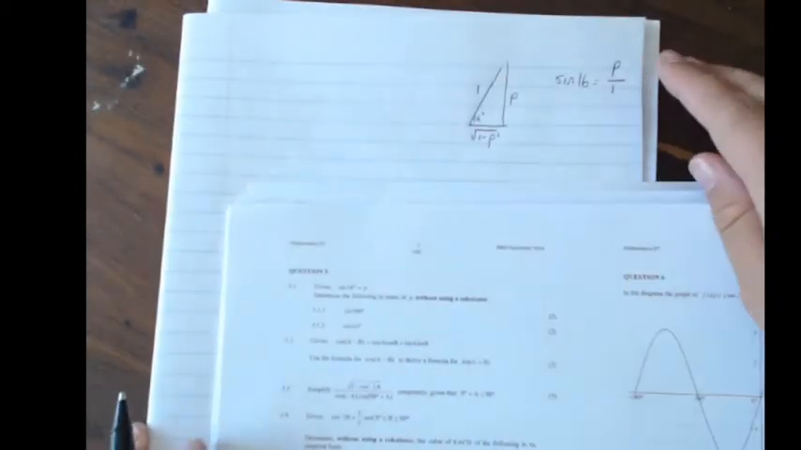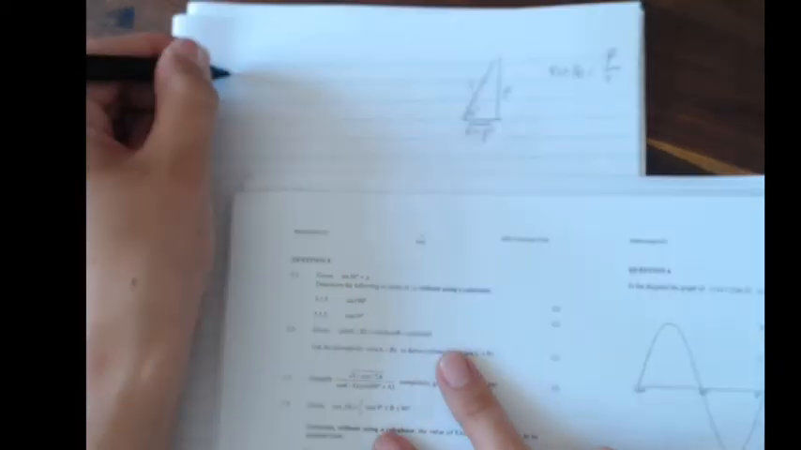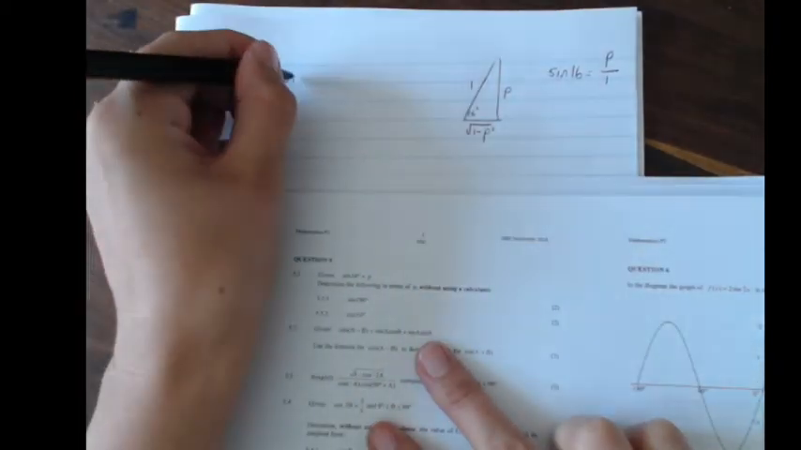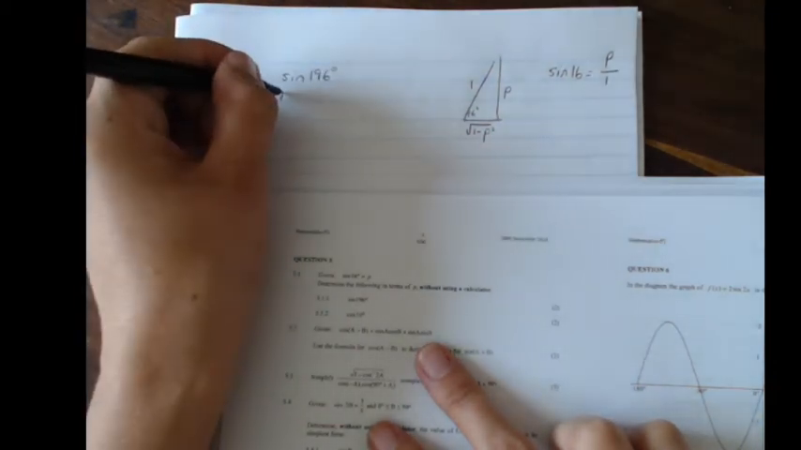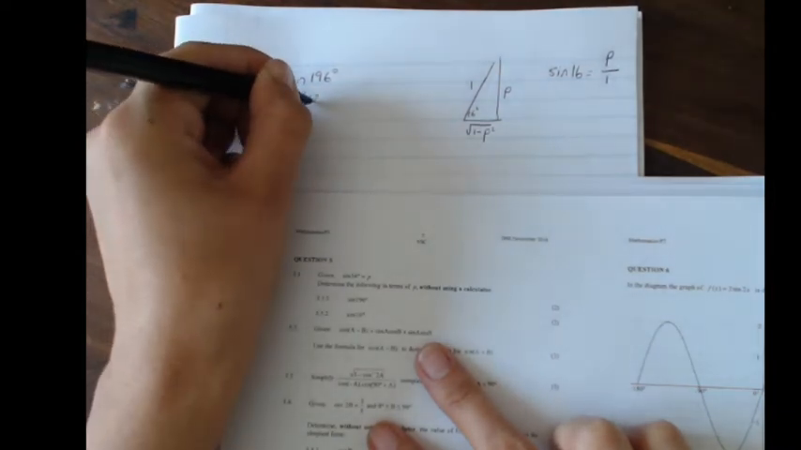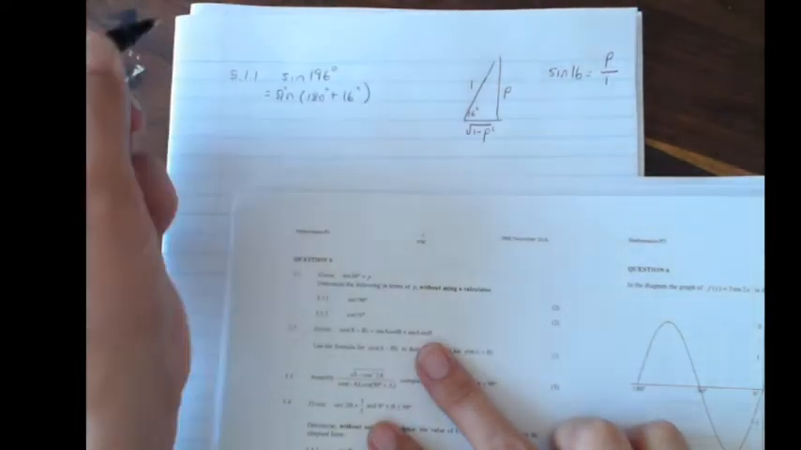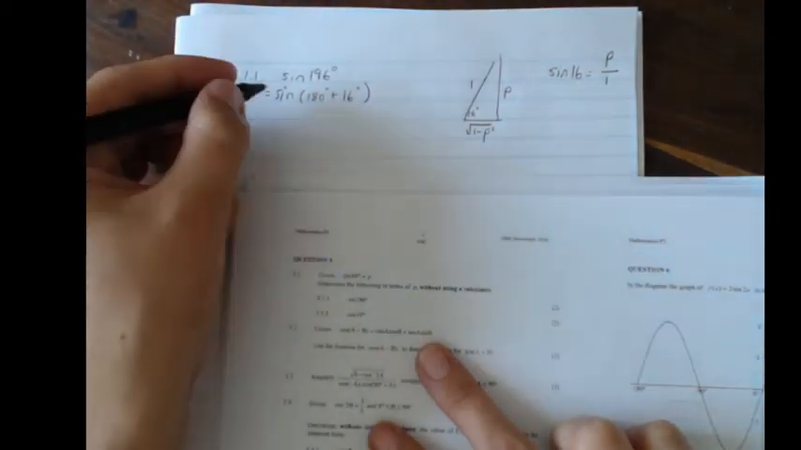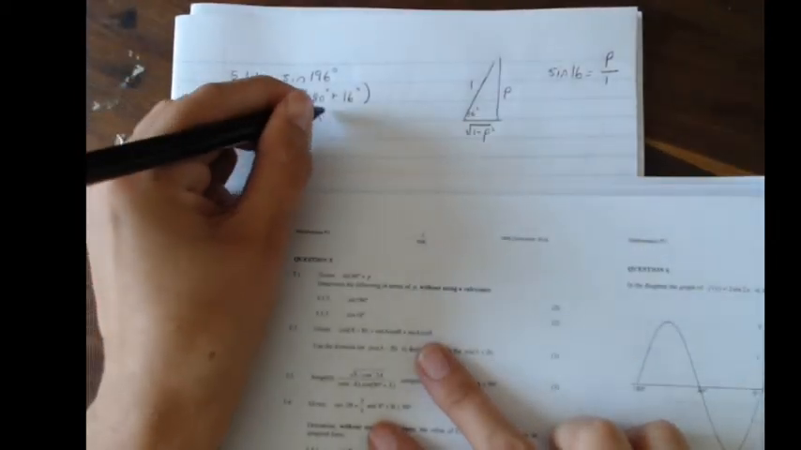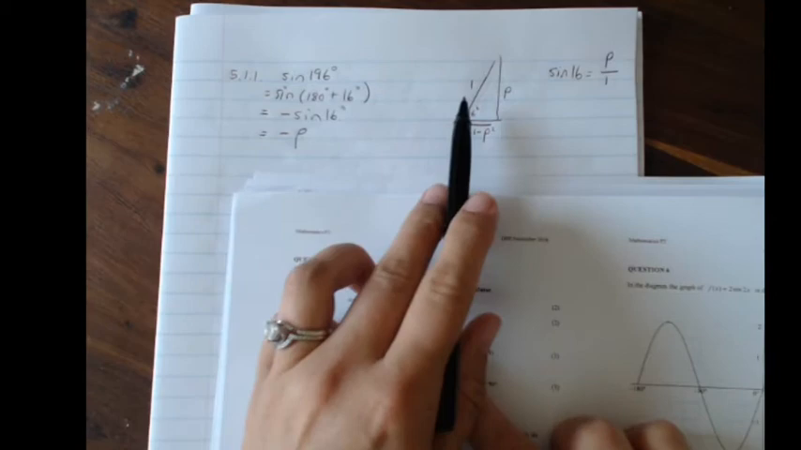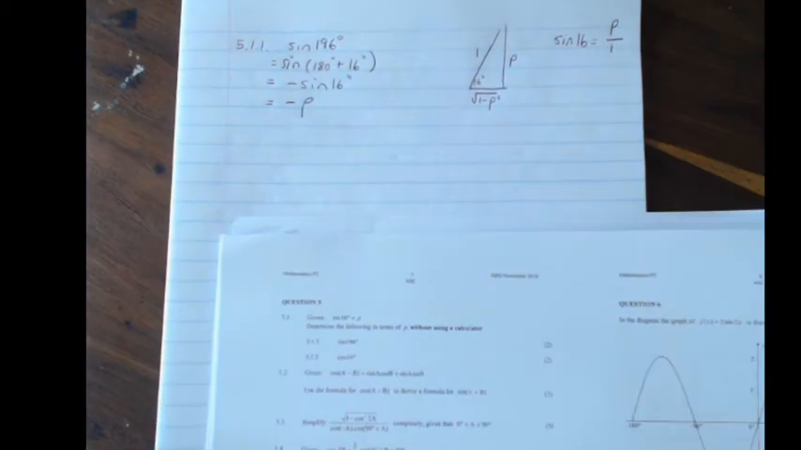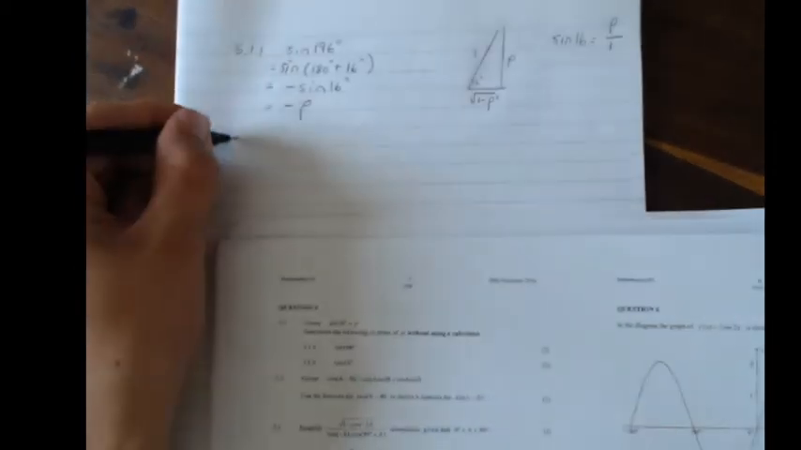Determine the following in terms of p without using a calculator. So I'm going to look at 5.1.1. Sine 196 I can write as 180 plus 16. Sine 180 plus 16 is one of my normal reductions in quadrant 3, where sine is negative. And if sine 16 is p, then negative sine 16 is just negative p. I don't need the triangle for that one, but in these questions I know already the triangle is coming, so I just draw that up quickly as I start with the question.